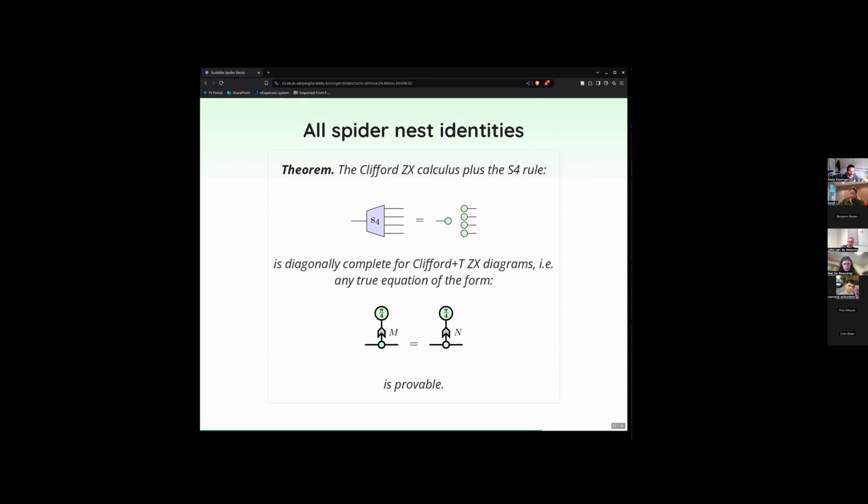Where I've got some collection of gadgets equals some other collection of gadgets. This is provable using just S4 and the Clifford rules. Okay, so that's the statement. Any questions about the statement of the theorem, or is that kind of clear?